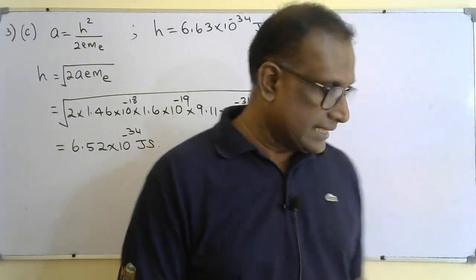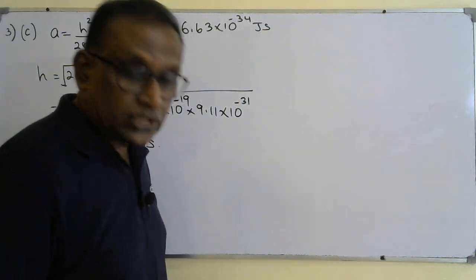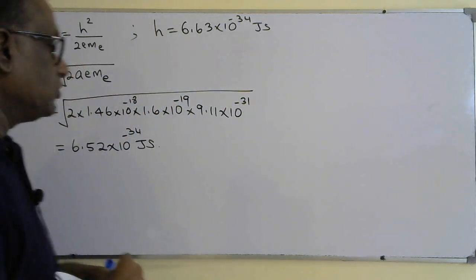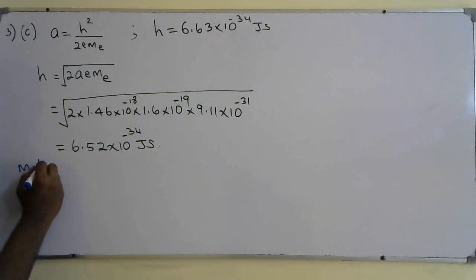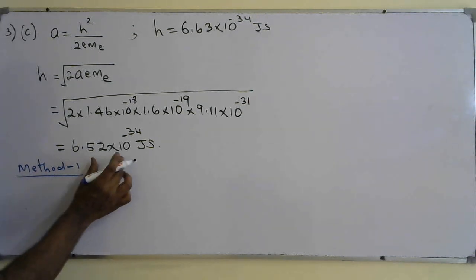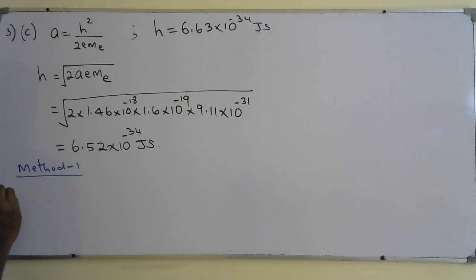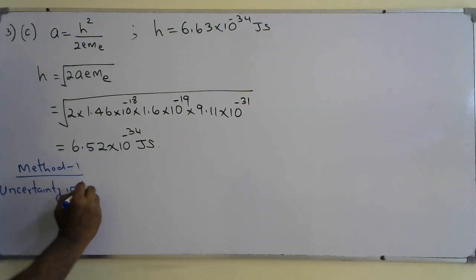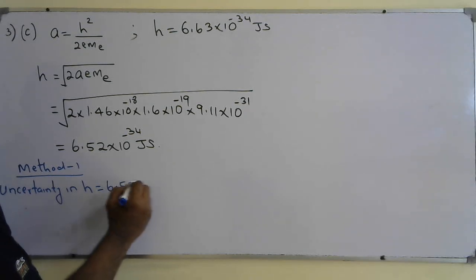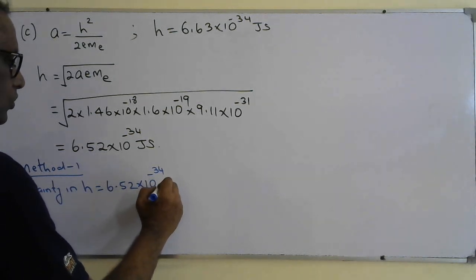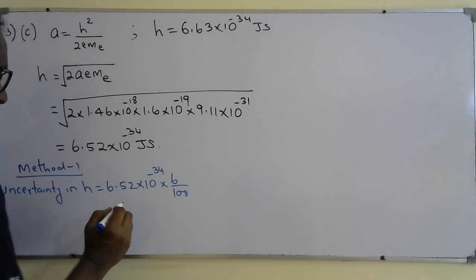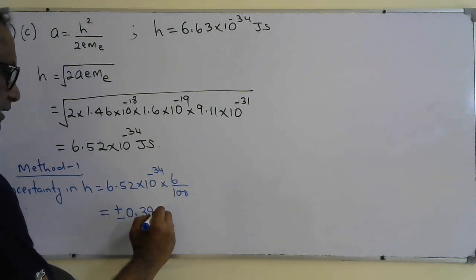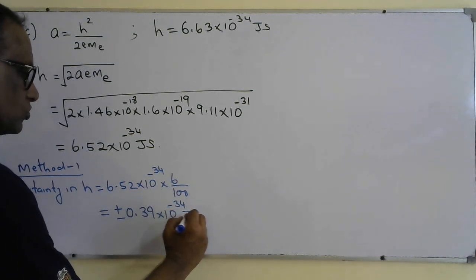Percentage uncertainty is given, that is 6%. So there are 2 methods we can adopt. I mentioned those methods in my video, complete lesson in unit 3. So method 1, we'll find the uncertainty of this value. Percentage uncertainty is given, so the uncertainty in h is 6.5 × 10 to the power minus 34 × 6 over 100. So you will get 0.39, plus or minus 0.39 × 10 to the power minus 34 joule second.